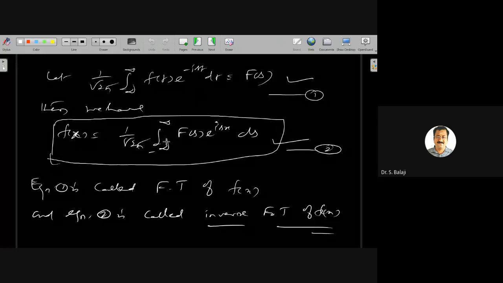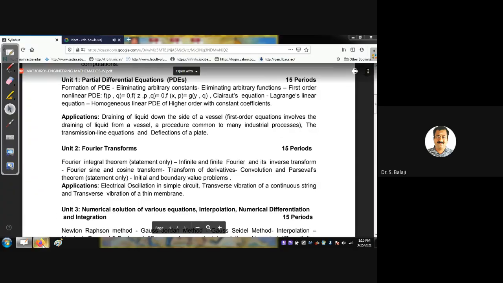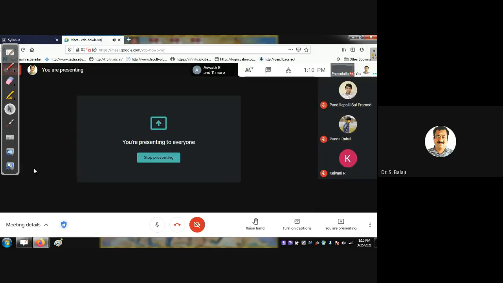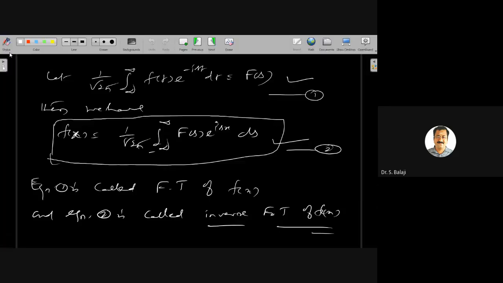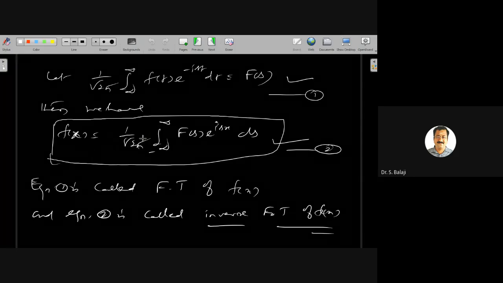Obviously, we already discussed this in the previous one. This is F of s, and if you take this as F of s, you can get the original function here. Therefore, it is called the inverse Fourier transform. Equation 1 is called the Fourier transform. Equation 2 is called the inverse Fourier transform of f of x.